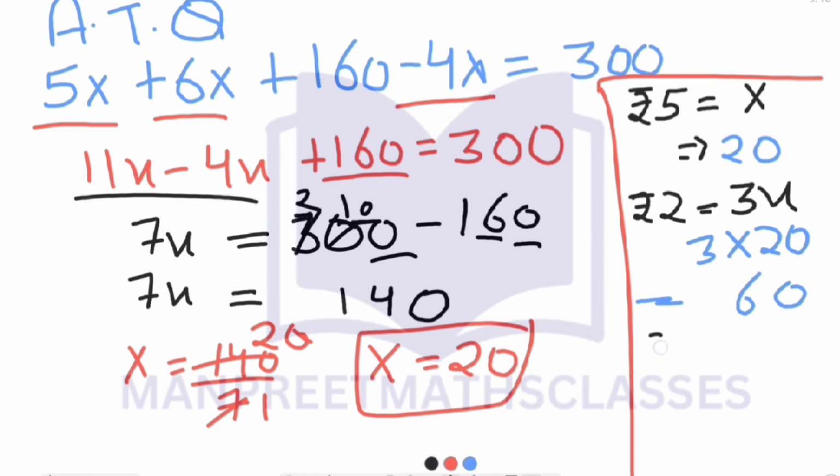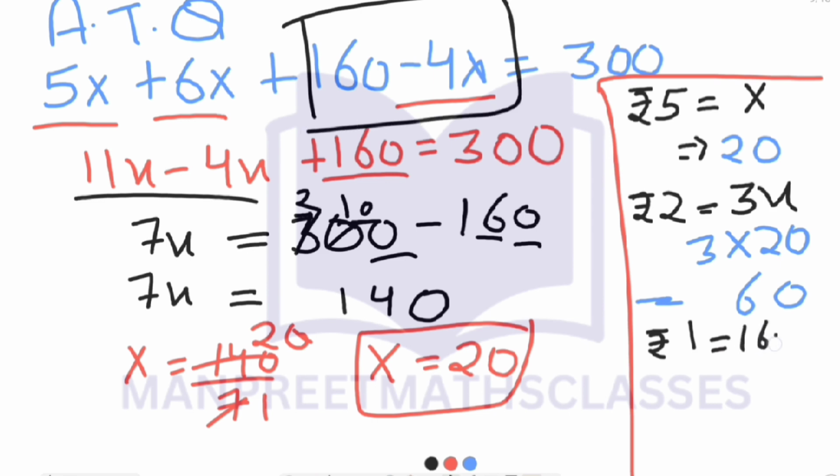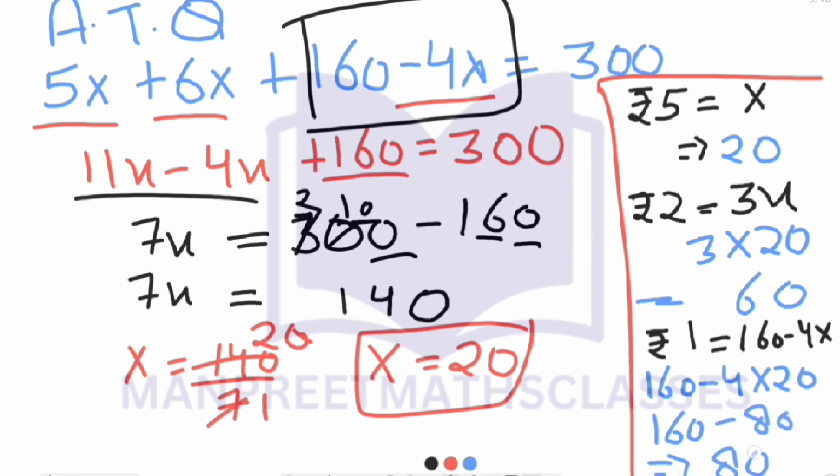Now next one rupees coins. So 1 rupees के coin कितने थे? 160 minus 4x. So 160 minus 4 into value of x is 20. So 160 minus 80, because 4 into 20 is 80. So the number of coins of rupees 1 were 80. So this is the required answer. I hope this is clear to you. Now let's solve its next question.